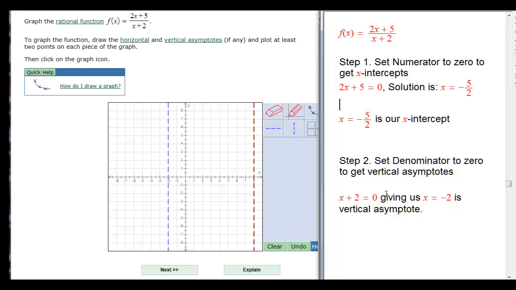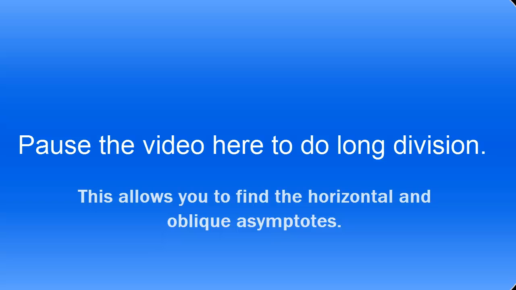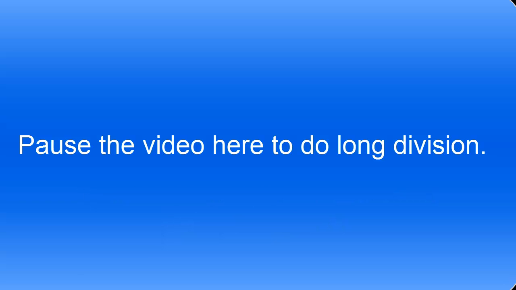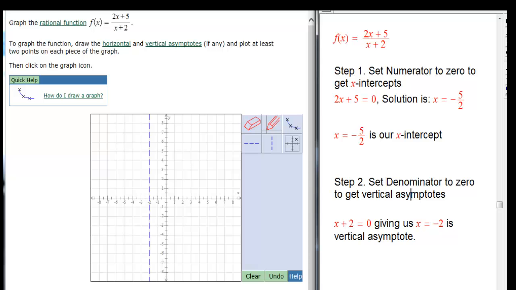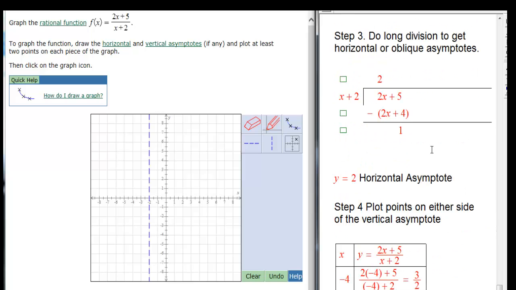Again, we do long division to get our horizontal and oblique asymptotes. So pause the video here, do the long division so you can check your answer with me. So assuming you've come back from doing your long division, let's see if you got the same answer.